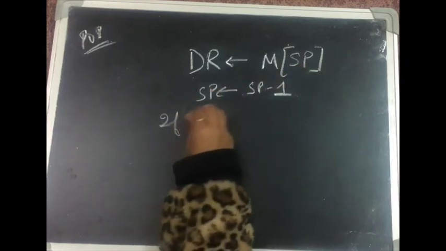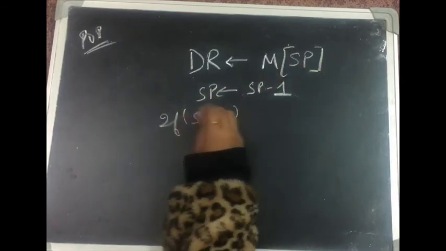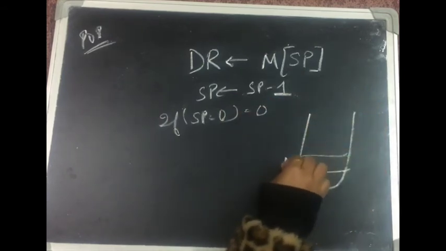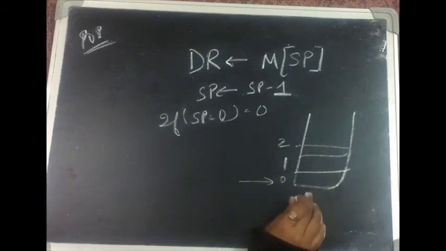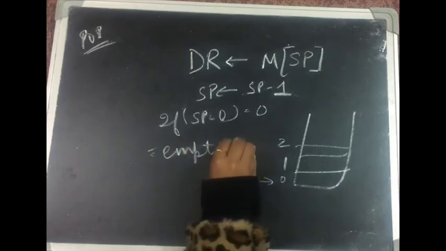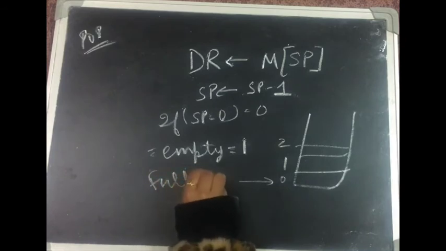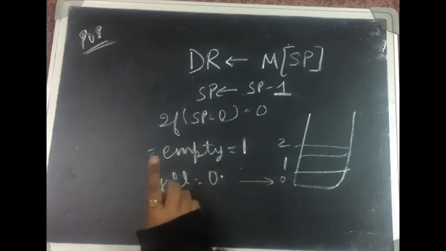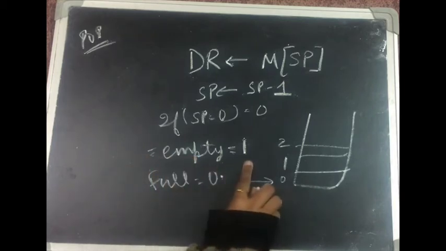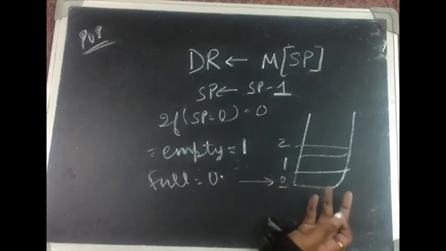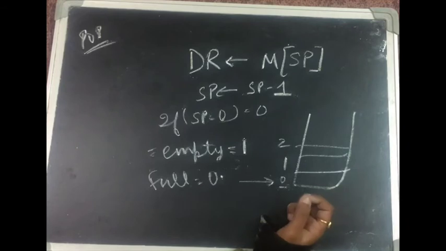Now, if SP is equal to 0, what does it mean? When SP was pointing to 0, that means the stack is empty. So empty will be set to 1 and full will be set to 0. We cannot pop from the stack if empty is equal to 1, but we can always push. Push and pop are two opposite operations. Why can't we pop if empty is equal to 1? Empty equal to 1 means the stack pointer is pointing to 0, that is, there is no element in the stack. There is nothing to pop, so it will not pop.